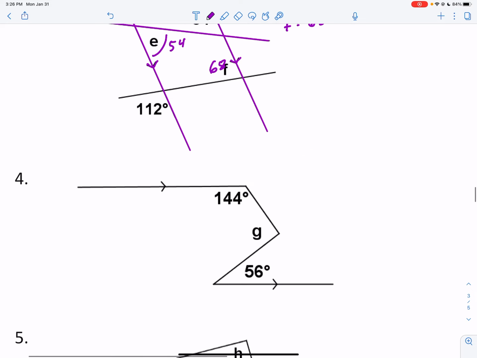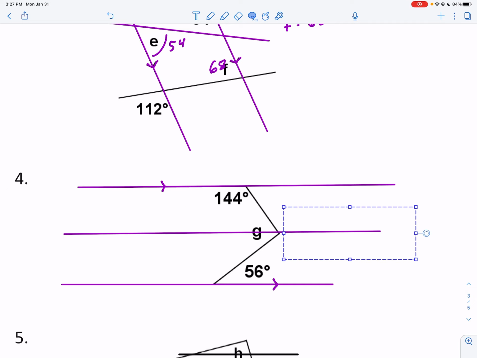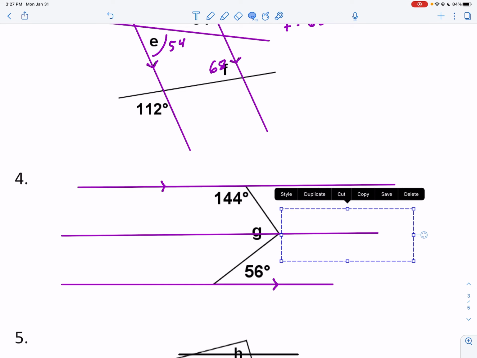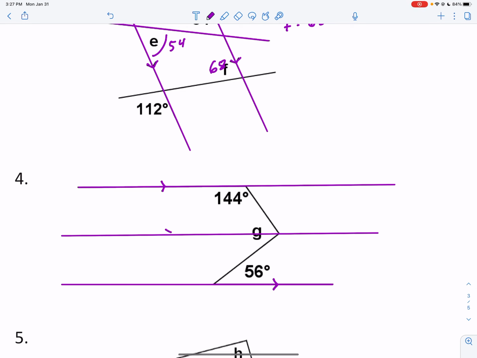All right, so maybe let's extend this parallel line. We want to find G, so we want good information with that. We might need an auxiliary line on this one. So we've got those two parallel lines. Let's make an aux line. Let's just make one of these right here just to see if that helps. So an aux line may very well do that.